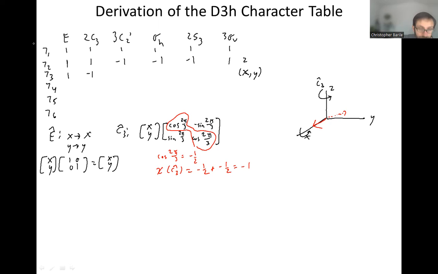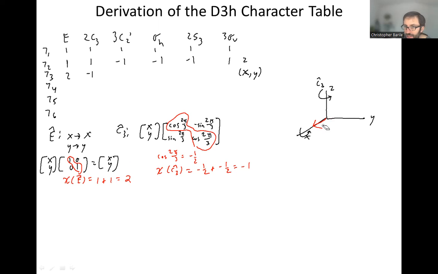So we don't get a value of 1 there, we get a value of 2, because the trace of this identity matrix is equal to 2. 1 plus 1. Okay, we have these 3 perpendicular C2s that we can think about.